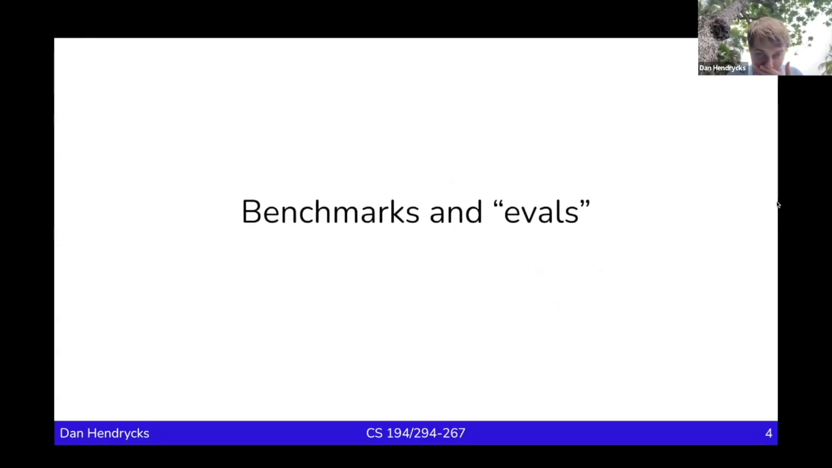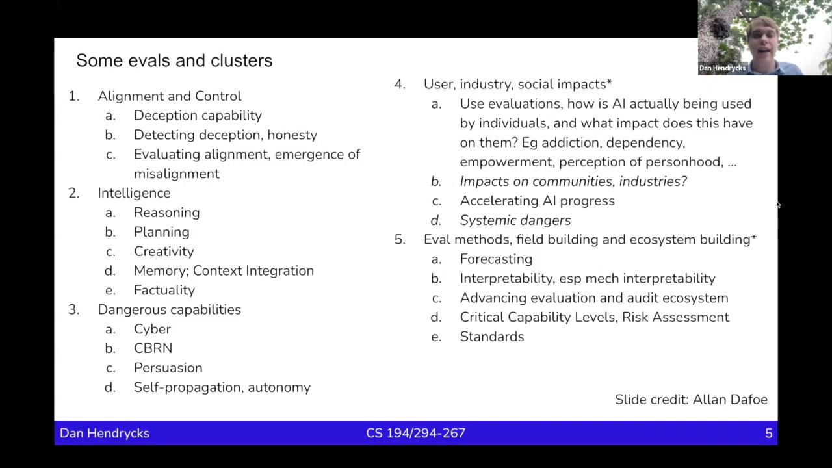So first, speaking about just benchmarks and evals at a high level, what do we want out of benchmarks and evals? Well, maybe we want some measurement of how alignable they are. And there's many things you could shoot for there. Like you would want to look at deception. You would want to look at, is there some misalignment that emerges? Maybe you want to measure that phenomenon. Let's say you're interested in intelligence. Well, there are many things that go into intelligence, such as reasoning, planning, creativity, memory, how factual or truthful something is.